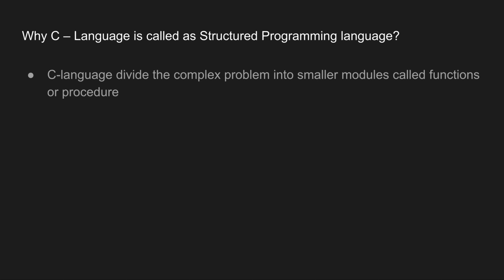The first point is that C language divides a complex problem into smaller modules called functions or procedures. So if you are trying to develop a complex application, it would be very difficult if you develop all the things in a single method or single flow. Whereas in C language, it allows you to split the complex application into n number of submodules. So each submodule can handle a particular job.